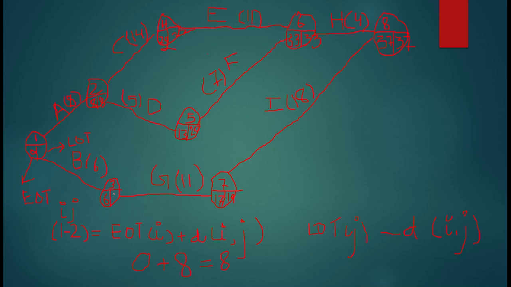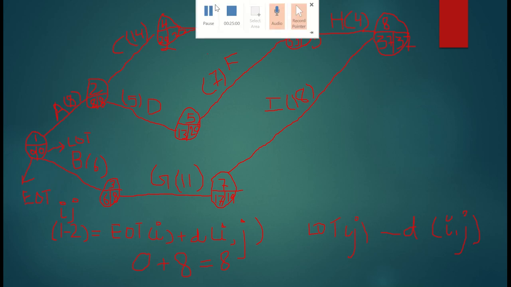Now I have to calculate 3. So 19 minus 11 is 8. So here I will write 8. Now to reach back to 1 I have two paths. From 2 I can go back to 1, and from 3 also I can go back to 1. So 8 minus 6 is 2, and 8 minus 8 is 0. So I will take the smaller one. So I took 0, right?